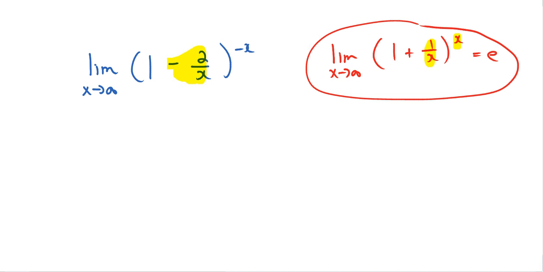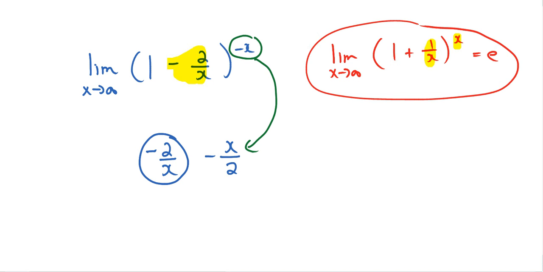Okay, so for this question, let's highlight the second term here. The second term here is negative 2 over x. Now, if my second term is negative 2 over x, what is the reciprocal of negative 2 over x? Well, the reciprocal of that is going to be x over 2 with a minus sign. So the goal is I want to change this outside exponent to the reciprocal. That's the idea.